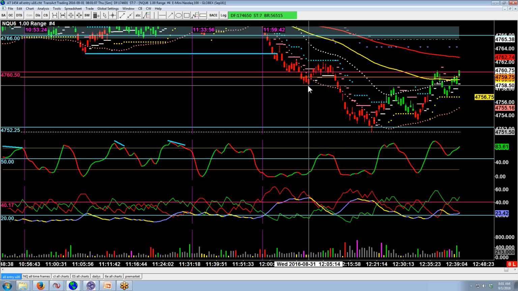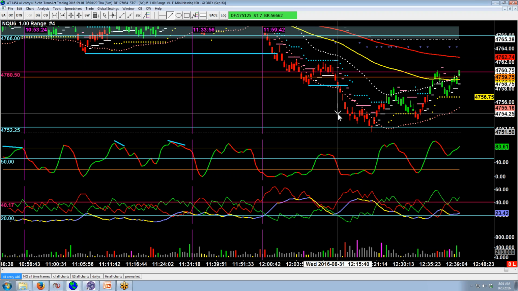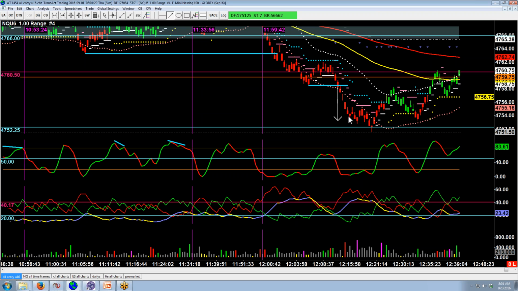So what I do then is I draw a line under the failed area, right, which would be right here, and then I look to take, in this case, a short under the bar that closes under that, which would be right here. I do it that way because very often when you take a breakout or a breakdown trade, you're sucked into the trade just to watch it go against you.